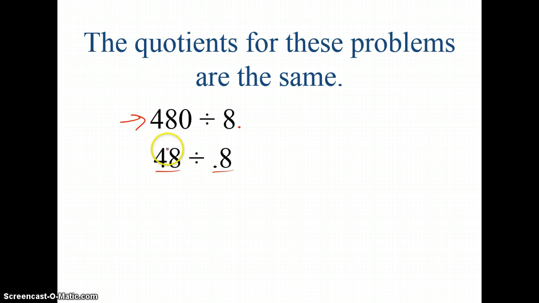And I know I'm going to get the same answer here because I did the same thing to both the dividend and divisor. If this concept makes sense to you, it might be easier for you to think of it this way. I move the decimal one time here. I have to move the decimal one time here. But when I divide 48 divided by 8, I get 60. So I know that 48 divided by 8/10 is also 60.